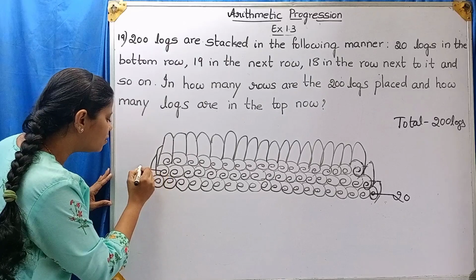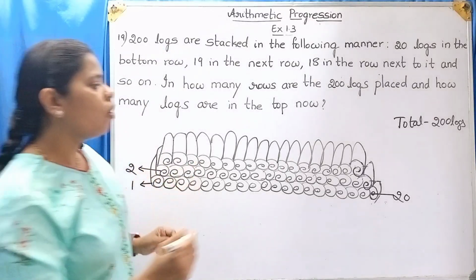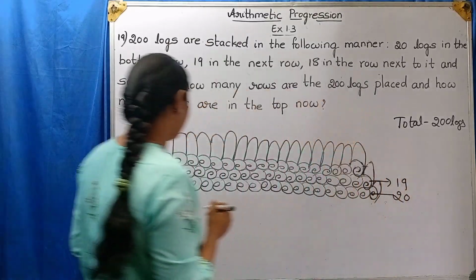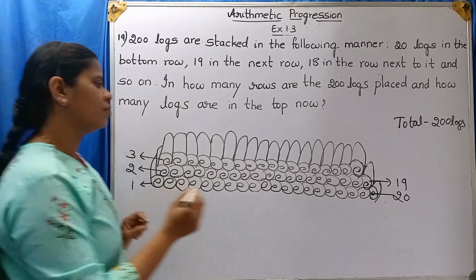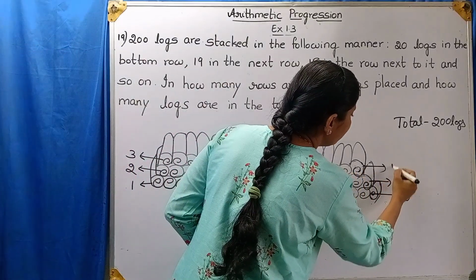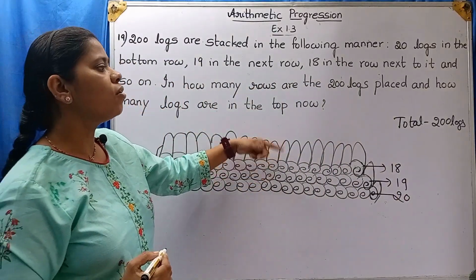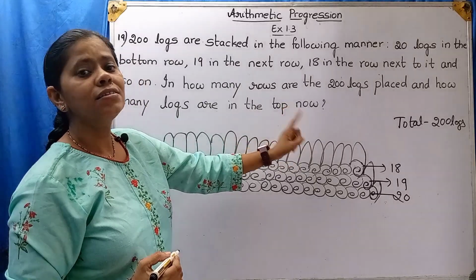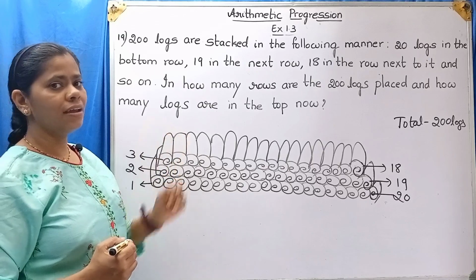And let me consider this as row 2. And in row 2, how many logs are there? 19. And in row 3, there are 18 logs. In the next row, there are 17 logs. Like that, the 200 logs are arranged.